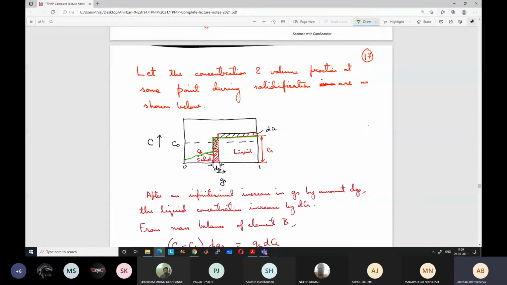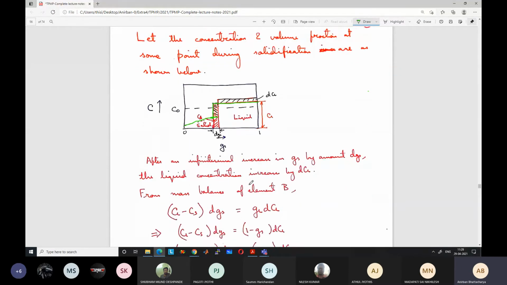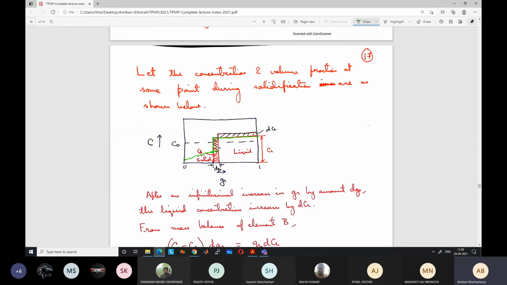Concentration in the solid is Cs, concentration in the liquid is Cl, and Cs and Cl are related by Cs equals Kp into Cl, as per the equilibrium condition at the interface. Now a small amount of solidification has occurred and the new solid has formed. Because a very slight increase in Cs will occur, we will assume that it has formed something like this. This is the new solid that has formed, shown by the green area. This is the concentration of the new solid.